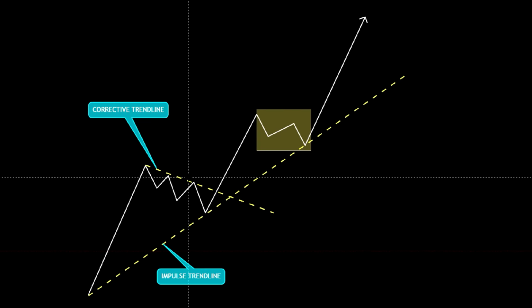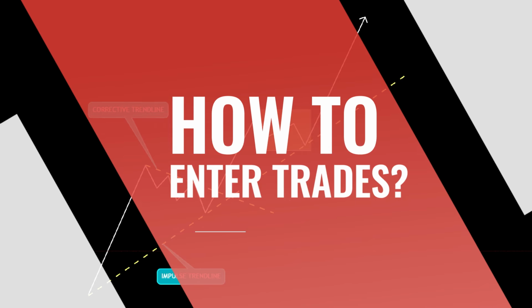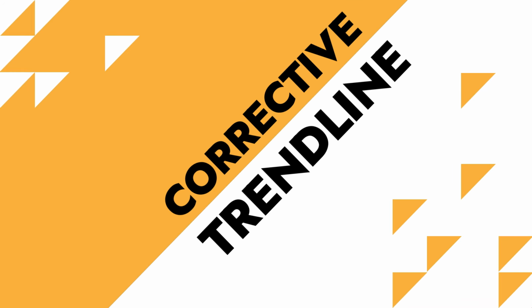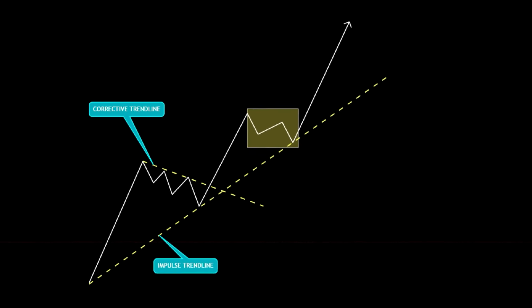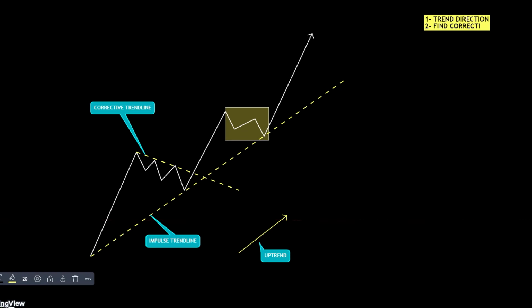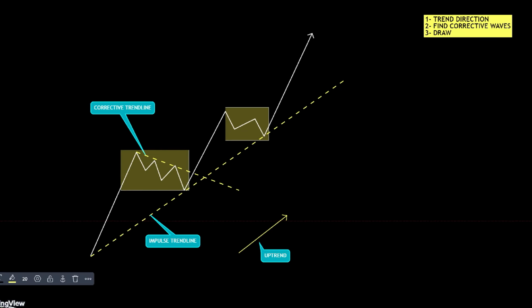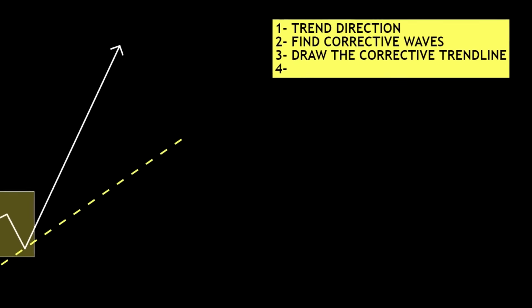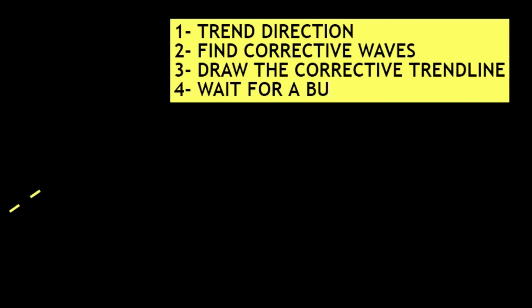So we know how to identify corrective waves within an uptrend, but how can we use them to actually enter trades in the direction of the trend? That's where corrective trend lines become incredibly valuable. Remember, the corrective trend line connects the swing highs of those temporary pullbacks. It acts as a dynamic resistance level, showing where the price has met selling pressure and struggled to continue its upward trajectory. Our goal is to identify when this resistance is broken, signaling a resumption of the uptrend.